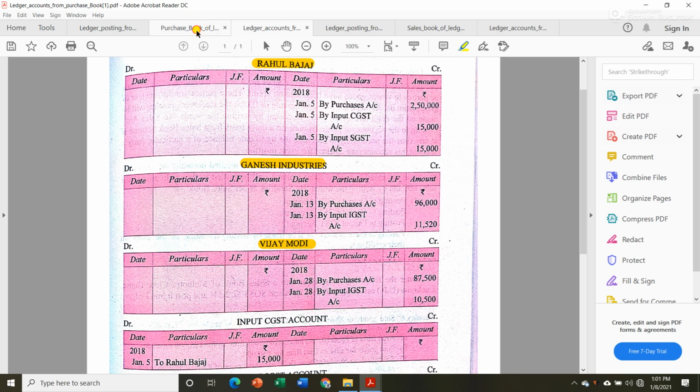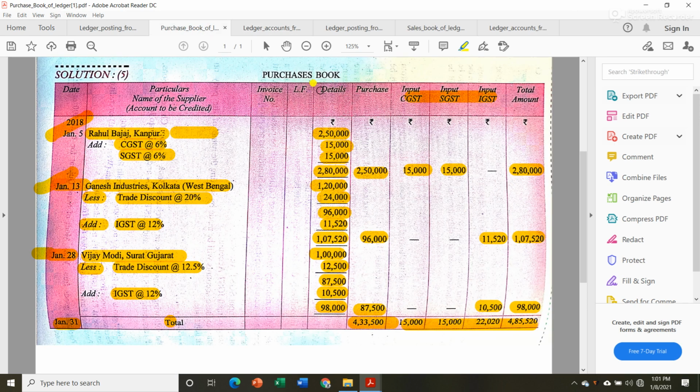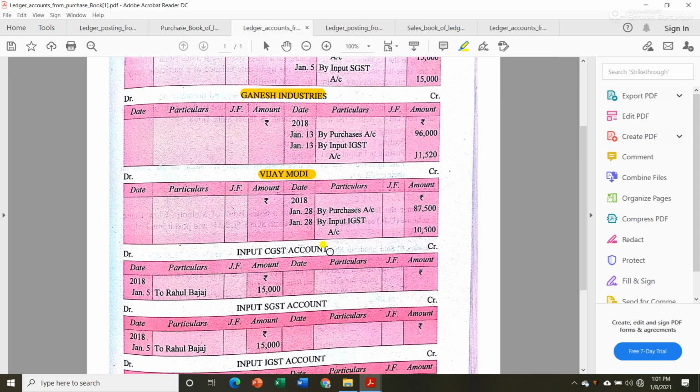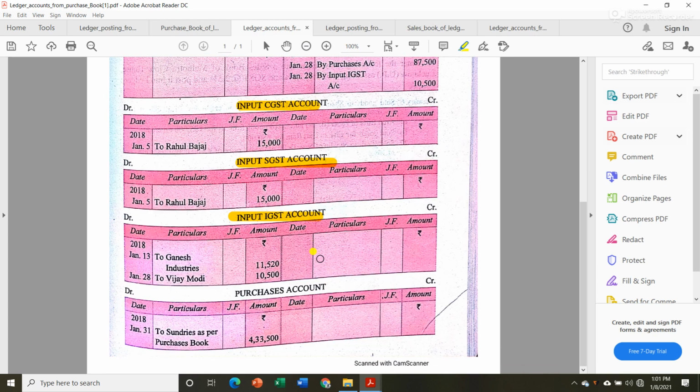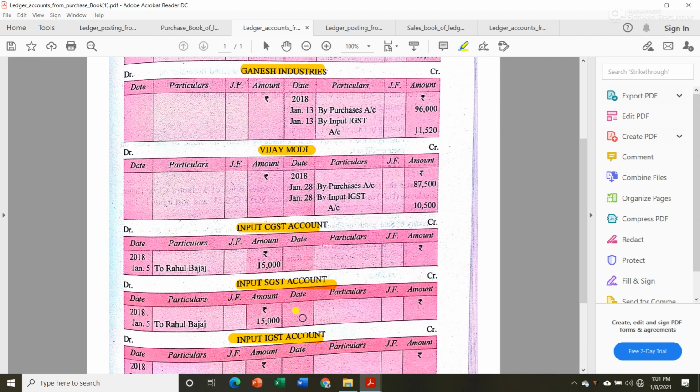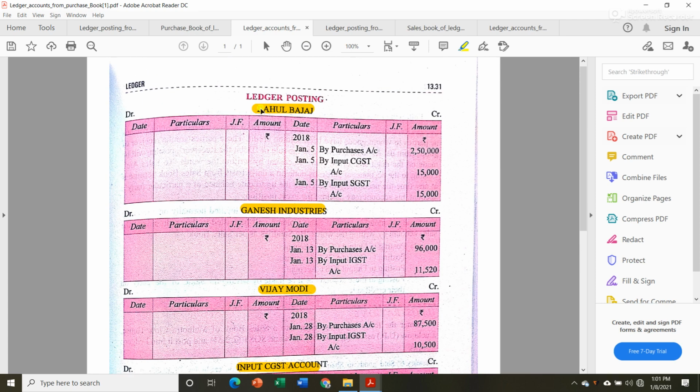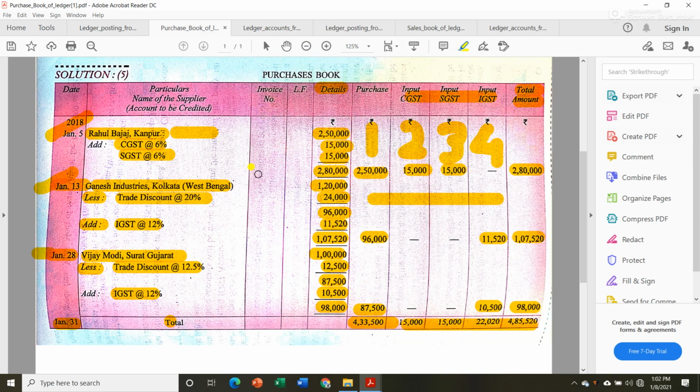Okay, now next, excluding the details and total amount columns, we have 1, 2, 3 and 4 columns: the purchase column, input CGST column, input SGST column, and input IGST column. So again prepare 4 ledger accounts for these 4 columns. Here: input CGST account, input SGST account, input IGST account, and lastly purchases account. Now we don't need any more ledger accounts.